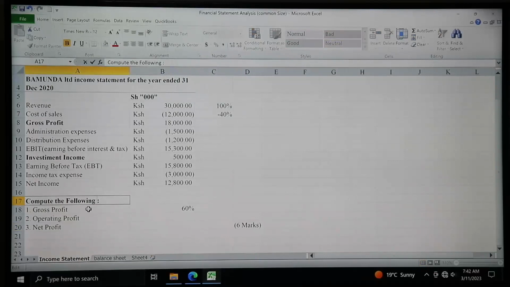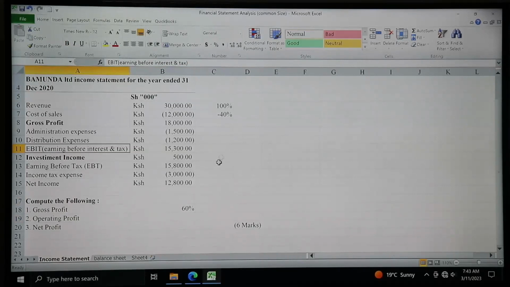So to summarize this, the operating profit, you got 51%. Then how do you get a gross profit margin? You're supposed to take the earning before interest and tax. That is what you're going to take.